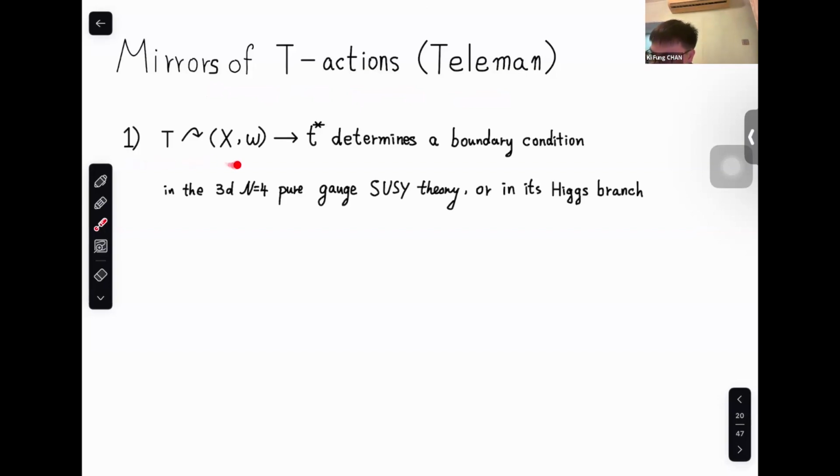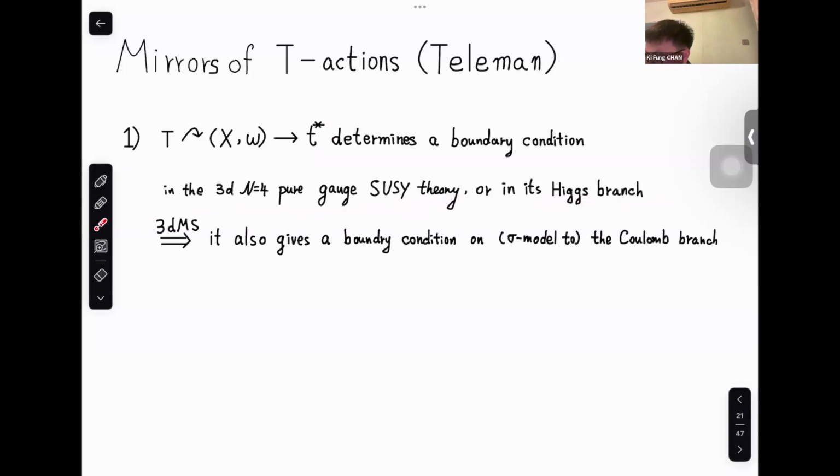This is some physical statement. You have a Hamiltonian T action on a symplectic manifold. This will give you a boundary condition in some 3D theory, or a boundary condition in the Higgs branch of that 3D theory. And 3D mirror symmetry says that it should also give you a boundary condition in the Coulomb branch. Basically, the Higgs branch and the Coulomb branch are 3D mirror to each other.